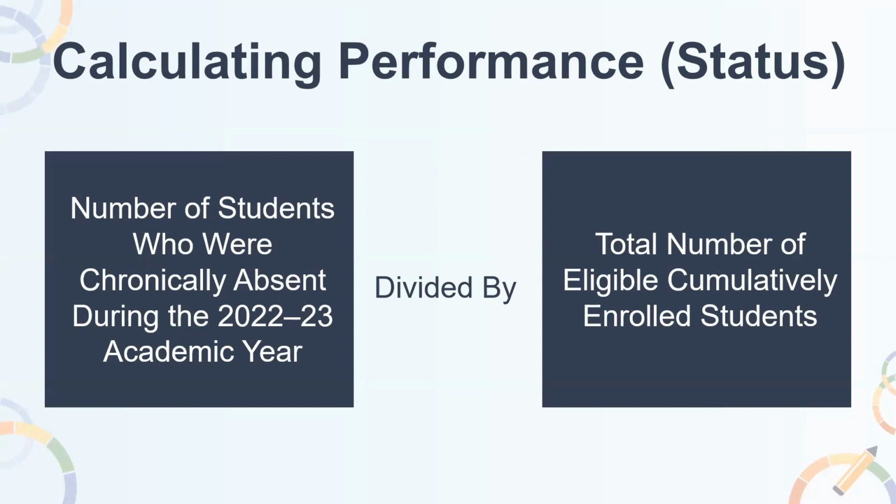To calculate performance, we use 2 factors, status and change. For chronic absenteeism on the 2023 dashboard, status is calculated using the number of students who are considered chronically absent during the 2022-23 academic year, divided by the total number of eligible cumulatively enrolled students. To calculate change, we take the current year status and subtract the prior year status. So for the 2023 dashboard, this will mean the 2022-23 chronic absenteeism rate minus the rate from the 2021-2022 school year.